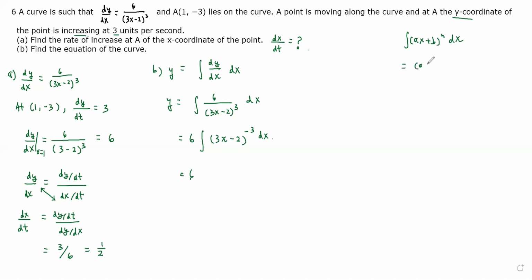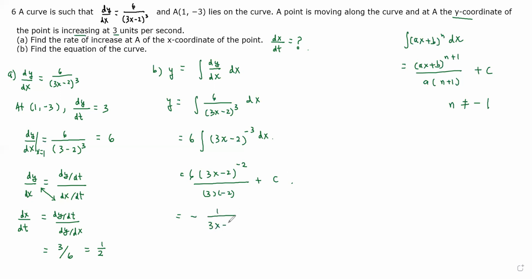That gives us (ax plus b) to the n plus 1 over a, which is the coefficient of x, times n plus 1, plus c, and n cannot be negative 1. We have negative 3, that is fine. So that will give us (3x minus 2). Negative 3 plus 1 is negative 2. We divide by 3 and negative 2. And a constant of integration. That is negative 6. 6 divided by negative 6 is negative 1. So we have negative 1 over (3x minus 2) squared. Bring that down to the denominator.